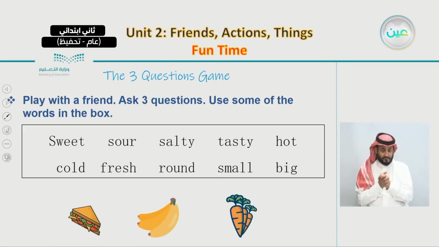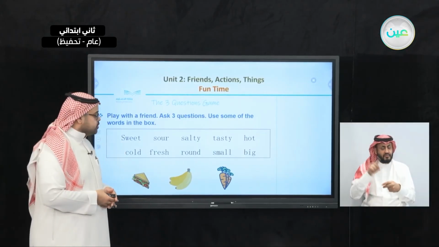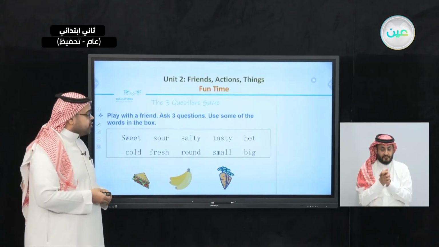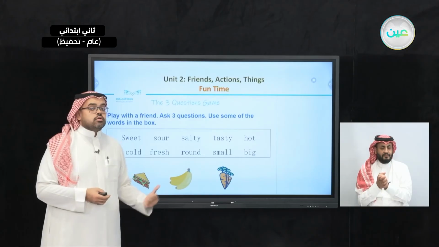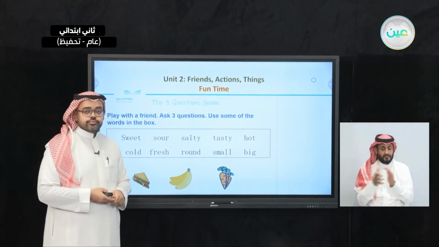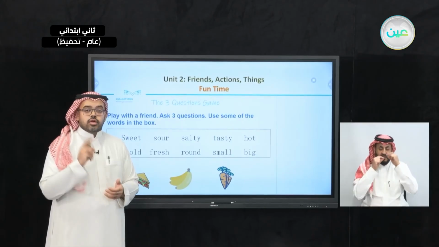So here we read the words first. Sweet, sour, salty, tasty, hot, cold, fresh, round, small, and big. So let's try to make questions about all of these three types of food. Let's begin with a sandwich. You can ask, is it sweet or sour? It's sweet. And we can say, is it salty or tasty? Sandwich is tasty. And you can ask, is it hot or cold? Sandwich is hot. So your friend may say, ah, it's a sandwich.